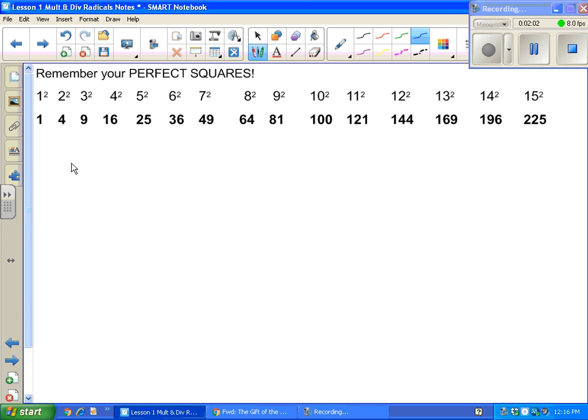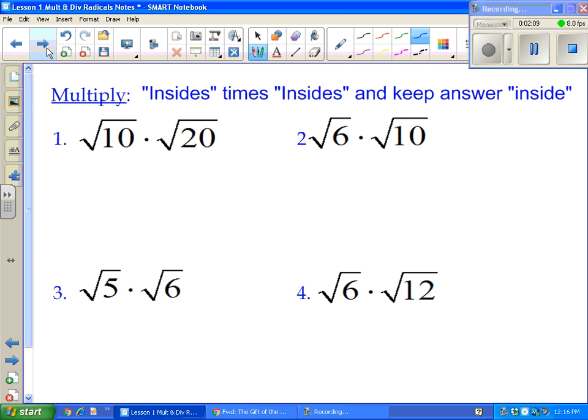Keep in mind your perfect squares are here anytime. You can always go back to this page. You can always rerun the video. All right, multiply. When you multiply, you're going to multiply inside the square root. The 10's inside, the 20's inside. You can multiply the numbers as long as they're both inside, but you keep the answer inside.